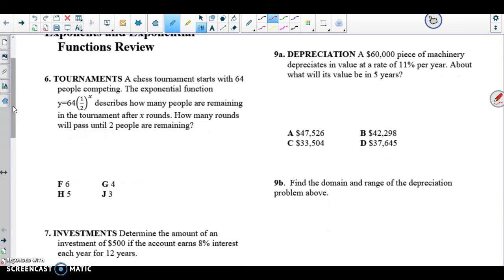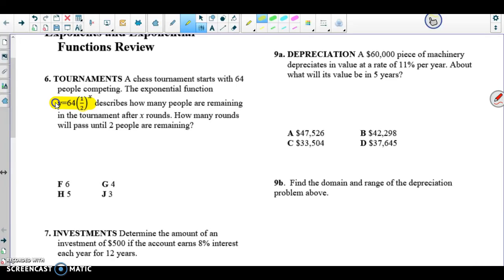Tournament. A chess tournament starts with 64 people competing in the exponential function y equals 64 times 1/2 to the x. So it gives us the exponential function. Describe how many people are remaining in the tournament after x rounds, and then how many rounds will pass until 2 people are remaining. So the function describes how many, and basically it's cutting in half every time, and I know that because of my rate right there. So how many rounds will there be with 2 people remaining?